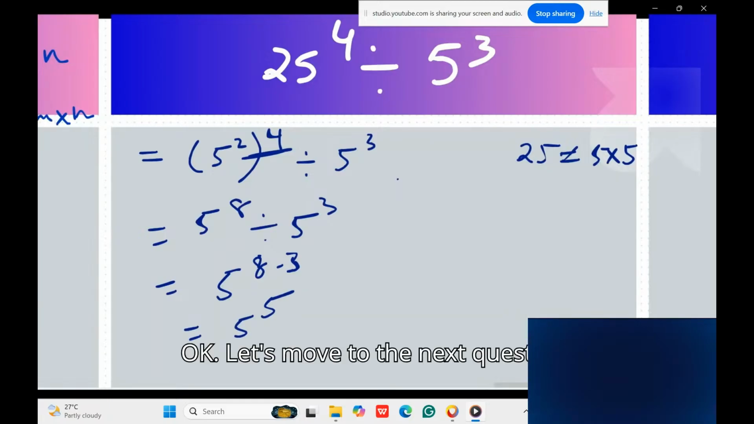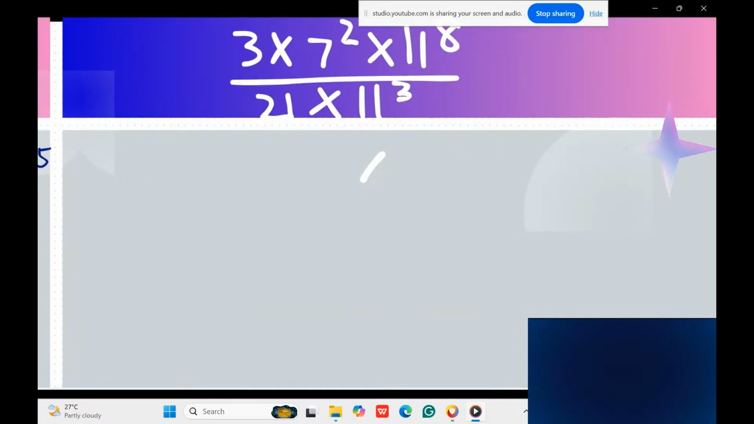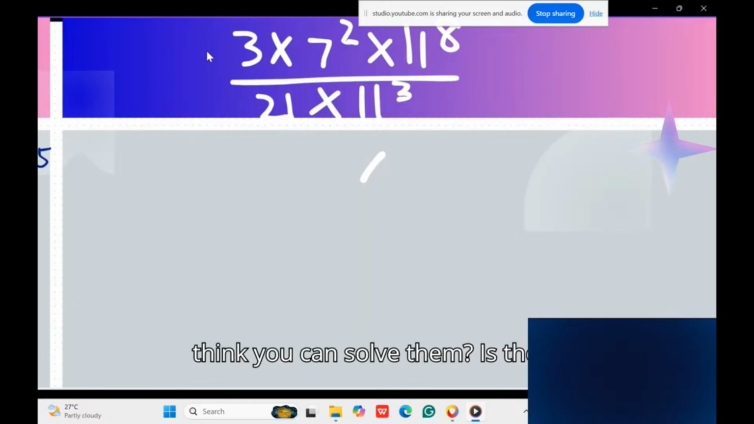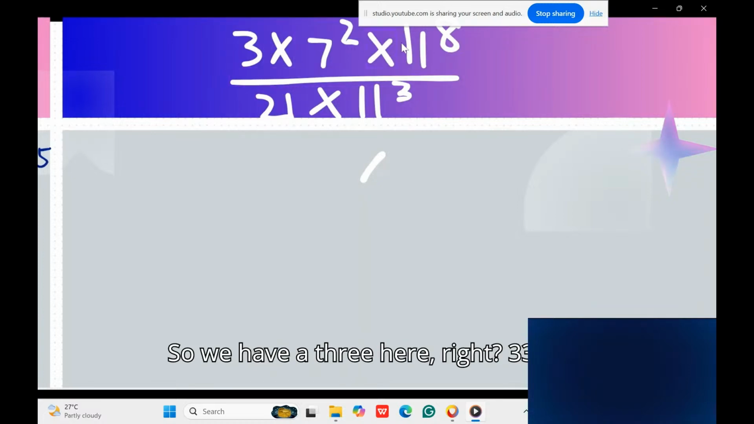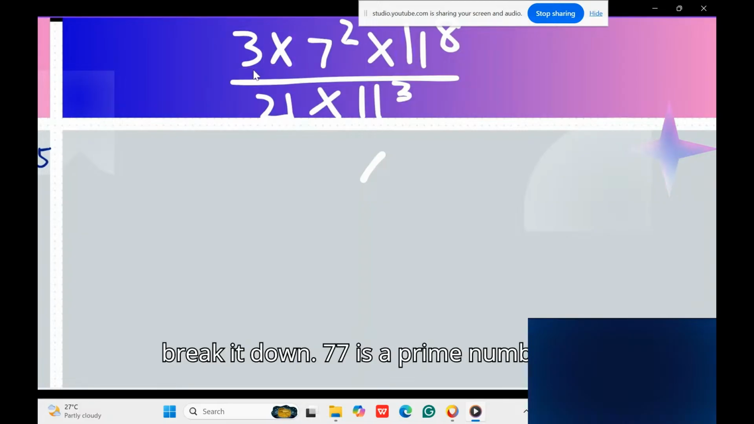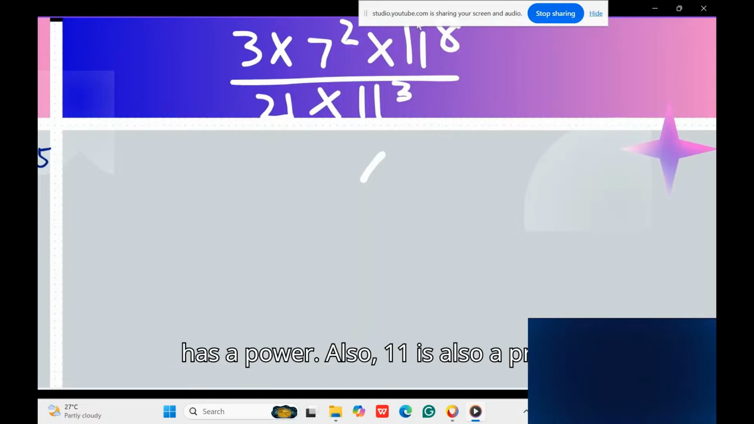Okay, let's move to the next question. Alright, again the same thing. Just look at all the numbers. Do you think you can solve them? Is there something that you can do more? So first, let's have a look at this 3. We have a 3 here, right? Do you see any other 3? No, I don't. But then 3 is a prime number. You cannot further break it down. 7 is a prime number, so we cannot further break it down, and it has a power also. 11 is also a prime number. We cannot further break it down. We leave it as it is.